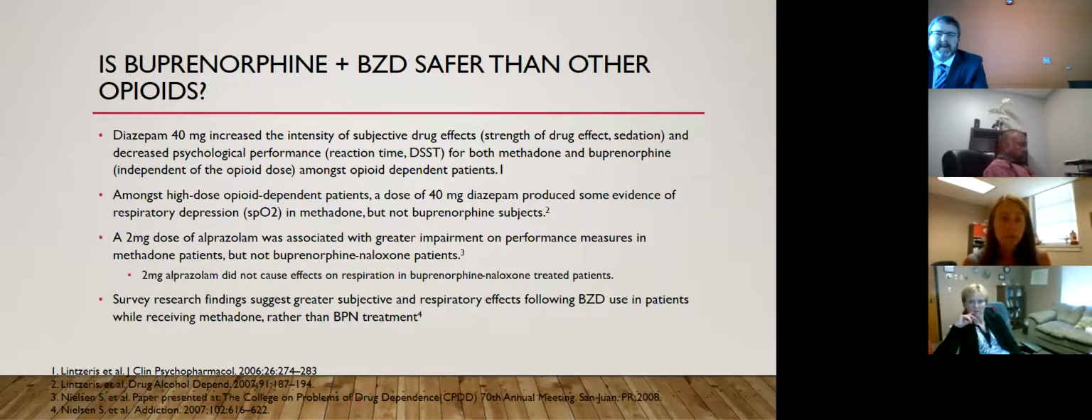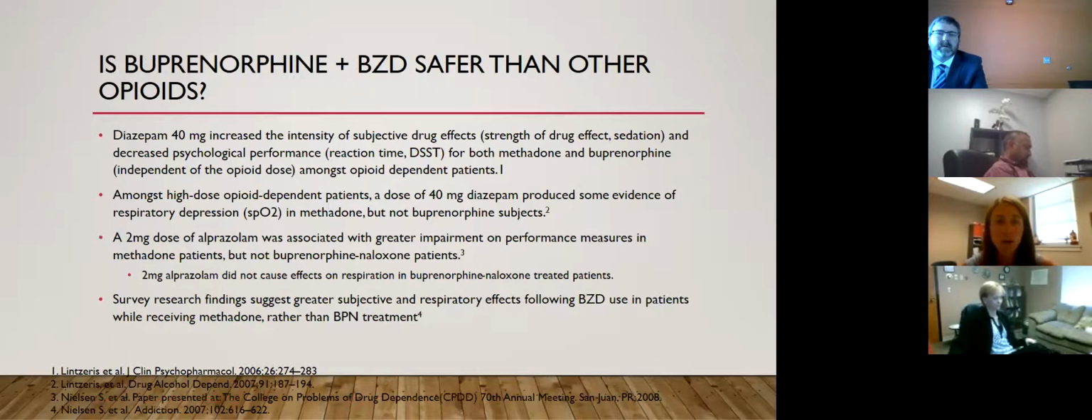Diazepam 40 milligrams increased the intensity of subjective drug effects for both methadone and buprenorphine, independent of the opioid dose, amongst opioid-dependent patients. So again, we see this potential for the lack of euphoria conferred by buprenorphine actually being reversed by the addition of a benzodiazepine.